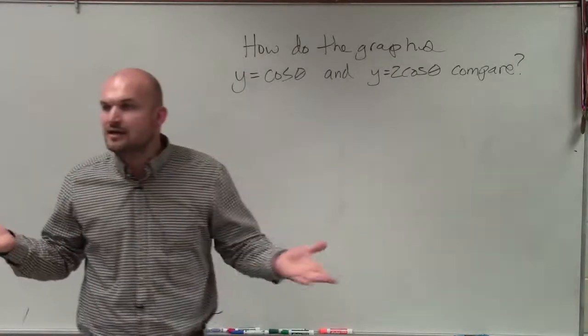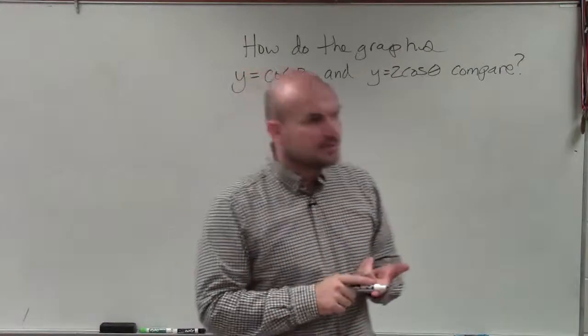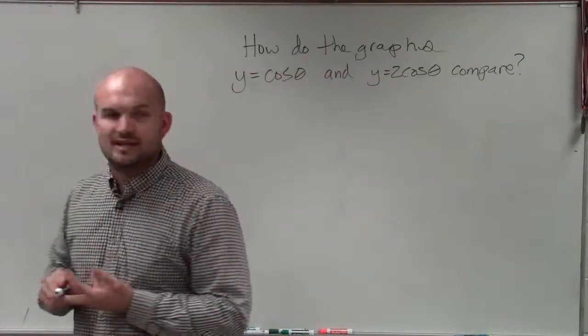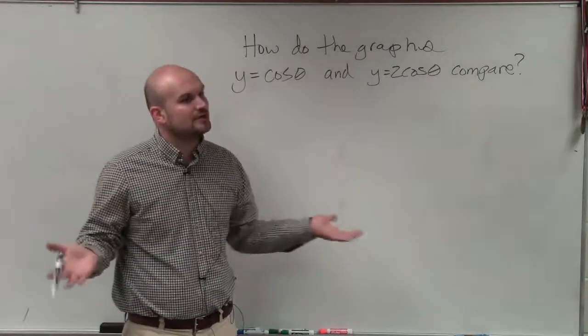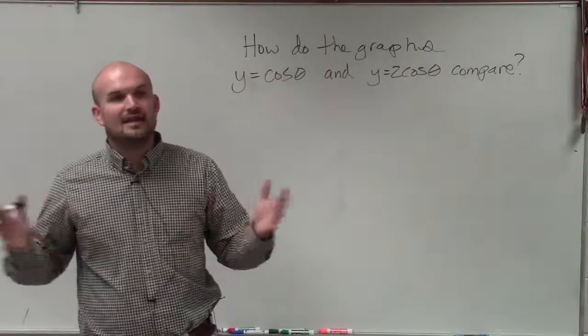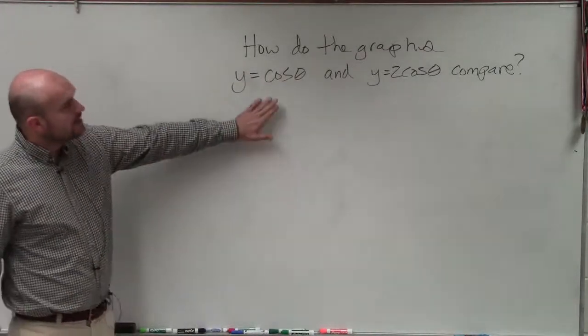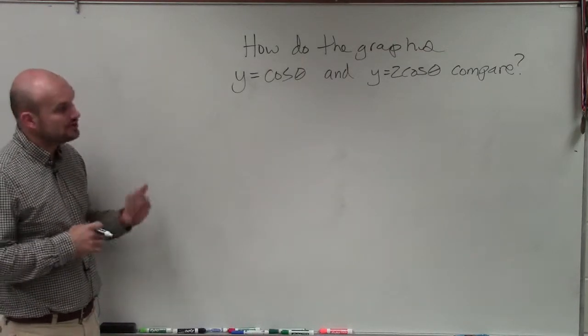Because obviously, there are going to be problems you're going to have no idea what to do. And what do we do? We underline the important information, right? We underline, we try to restate the question. And then we try to look at things that we know, all right? So that's what I'm going to try to do, pretending that nobody has taken pre-calculus in this class. Now, how do the graphs y equals cosine of theta and y equals 2 cosine of theta compare?